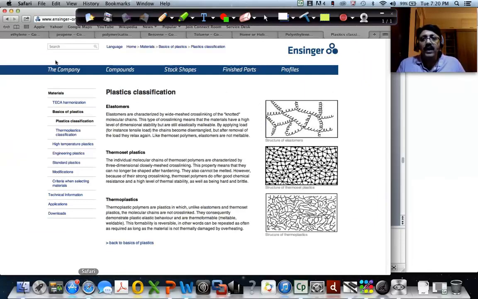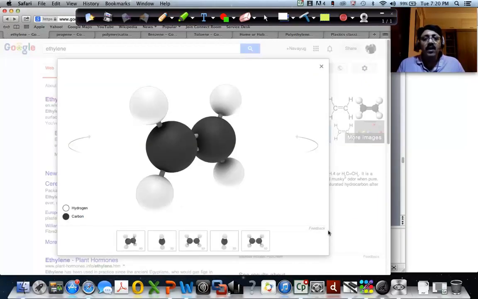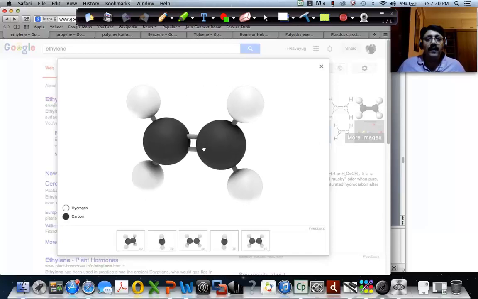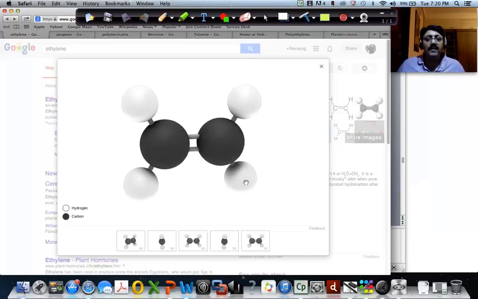So let us look at ethylene. This is a three-dimensional figure of how ethylene looks. Ethylene has two carbon atoms. These are the two carbon atoms, and the white balls are the hydrogen atoms. So what is the chemical formula? The chemical formula is pretty simple.